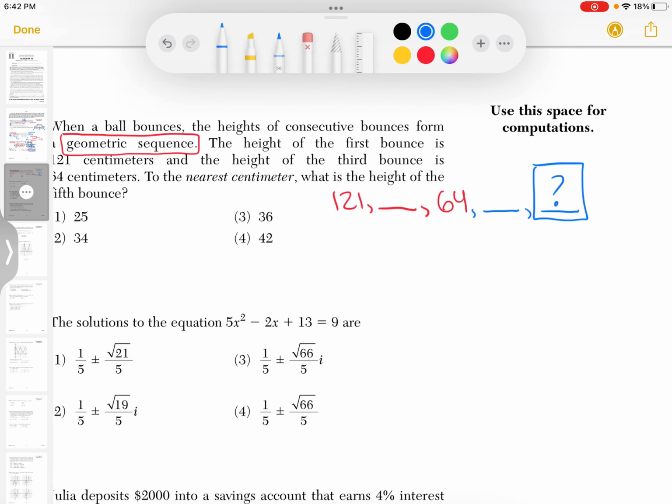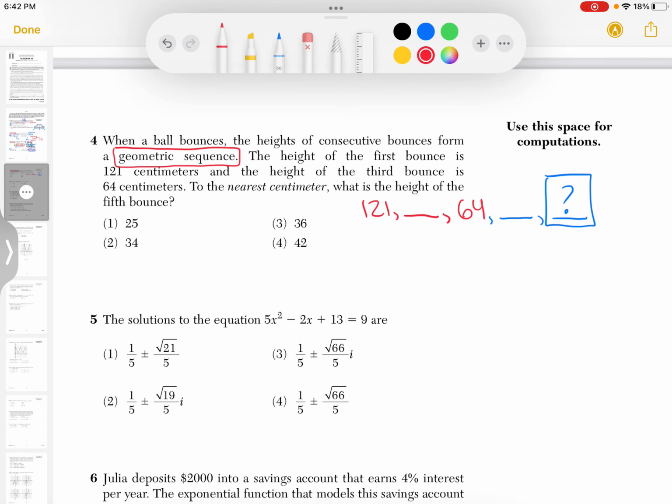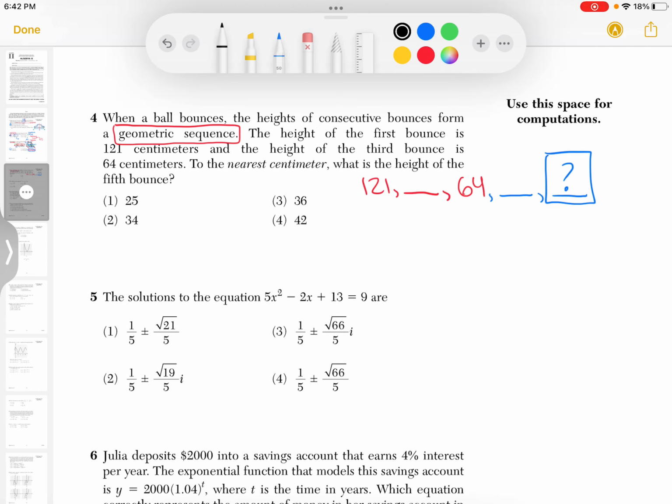So we know that there's a 4th bounce, and then the 5th bounce is the one that I am trying to find. This is going to be my answer. There's a couple things that I need to do, and I'm actually going to show you a couple ways to do this one, just because it could have been tackled a couple different ways.